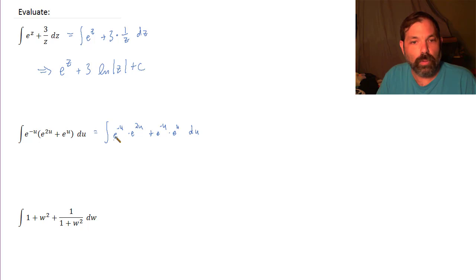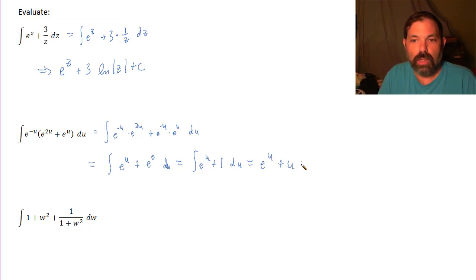All right, now, if we remember some algebra, e to the negative u times e to the 2u becomes e to the u. If we're multiplying factors with the same base, we add exponents. Plus e to the negative u times e to the u is e to the 0 du, and if you remember, e to the 0 is 1. So this becomes the integral of e to the u plus 1 du, and so then that's e to the u plus a constant.